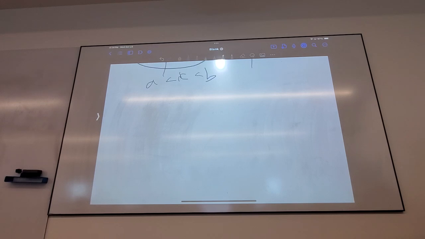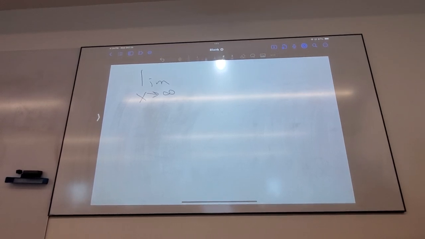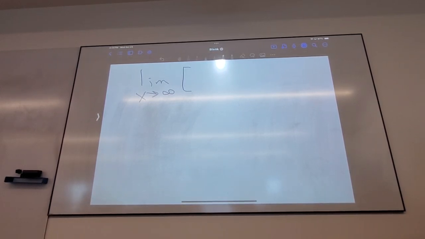Why? What form is this in right now? Not a form that you could use L'Hopital. Well, not quite, but is it indeterminate at least? If this is not indeterminate, I can just determine the answer right now. I love that.